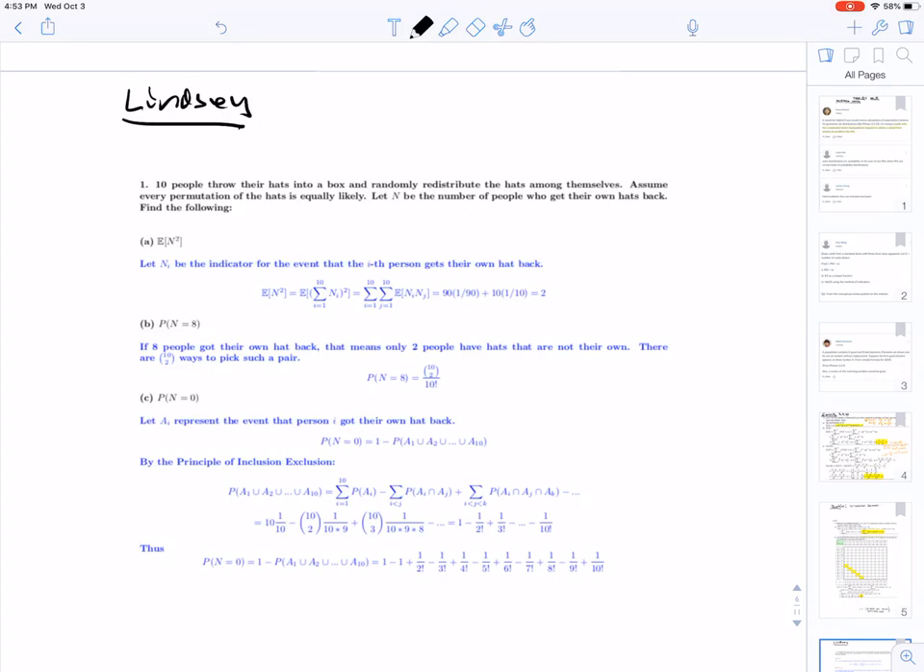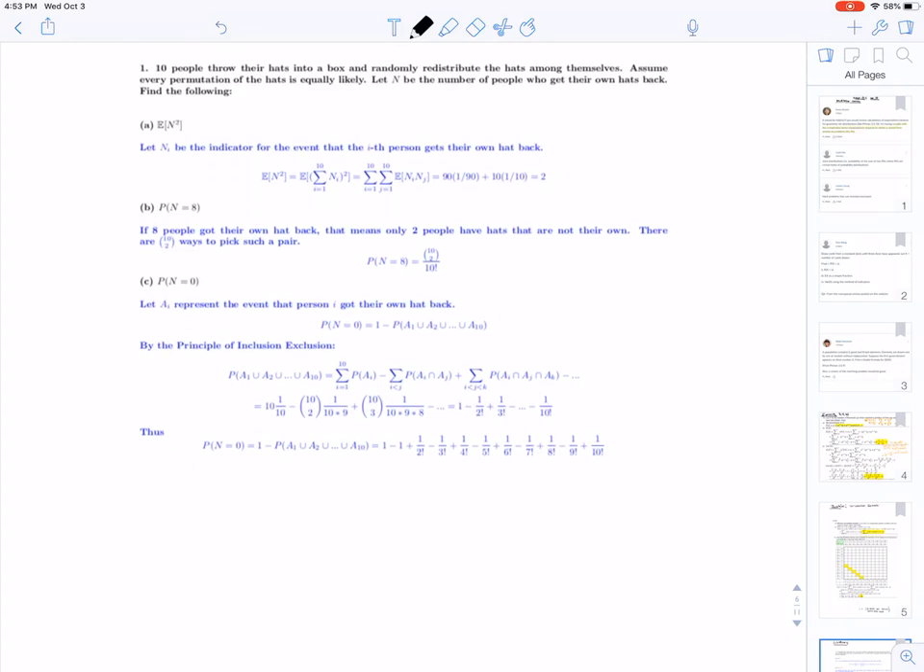The part that involves the inclusion-exclusion is the third part. In the third part here, we write the probability that no one gets their hat back as 1 minus the probability that at least one person gets their hat back. And the probability that at least one person gets their hat back, in other words, the union of A1 to A10, we find using the inclusion-exclusion formula.